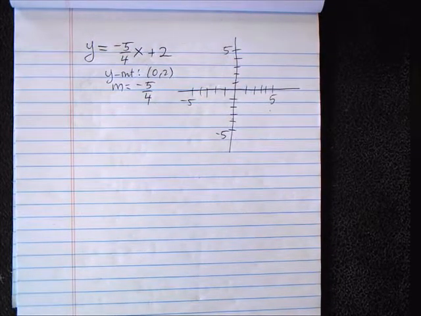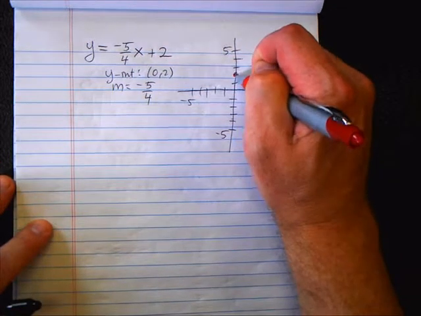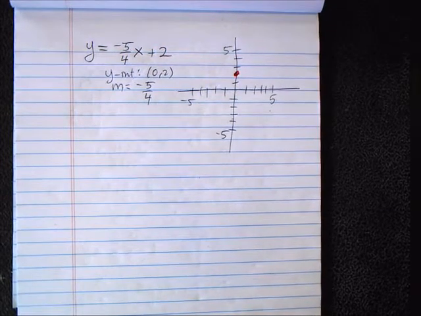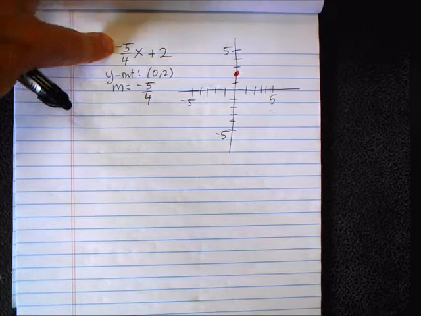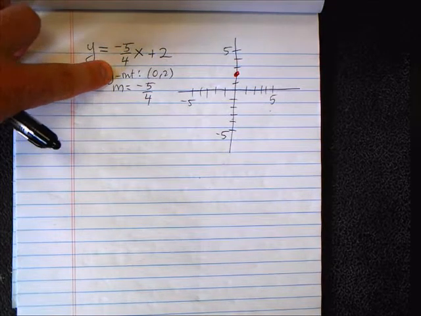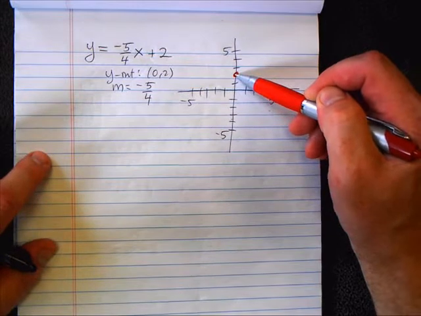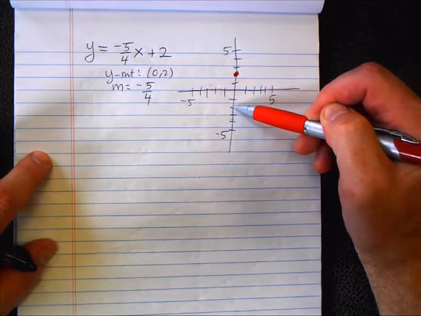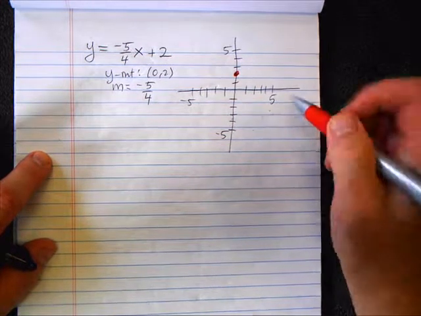All right, so again, to draw my line, I start at my intercept. What's my y-intercept? 0, 2, so that's right there. And then I use my slope. This time my slope tells me to go down 5 because I got -5 on top, and right 4. So I start at my intercept, down 5, 1, 2, 3, 4, 5, and right 4, 1, 2, 3, 4, right there.